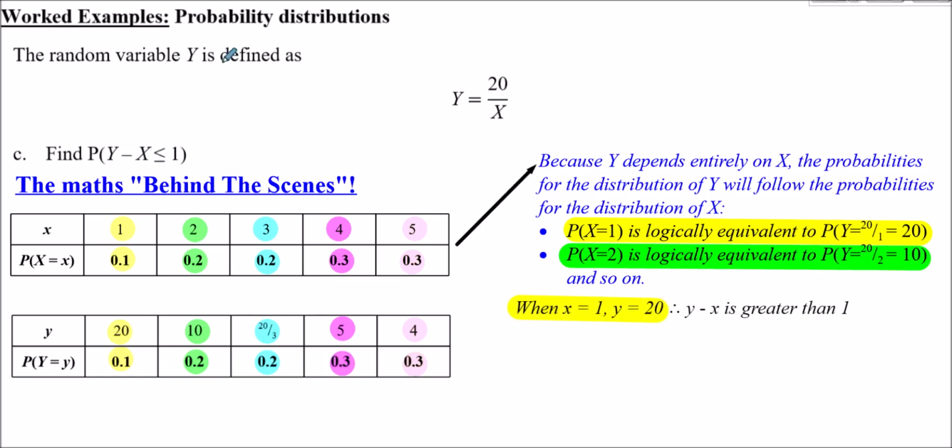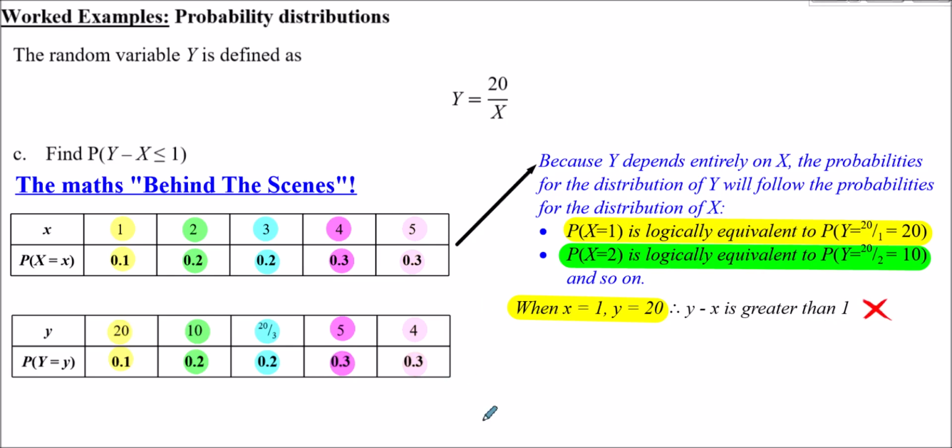Next, what we want is this. We want the probability that y minus x is no greater than 1. So let's imagine when x is 1, that makes y being equal to 20. Okay, in that case, y minus x is 20 minus 1, which is 19. So y minus x is greater than 1, not 1 or less. And so this one doesn't satisfy this inequality. We're not interested in this one. So I'll put a cross by it.